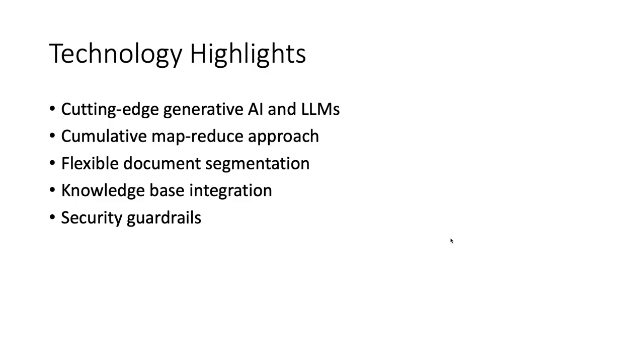Let's look at some of the key technology aspects. First, we are going to use generative AI and LLMs as a foundation. The cumulative MapReduce approach allows us to process extensive documents end to end, and we will be using prompt engineering as well. Flexible document segmentation lets the user target specific parts of the large document, and then you can integrate this with your knowledge bases, where you can enhance retrieval speed and reduce cost. And our security guardrails will ensure that the AI-driven insights comply with data handling policies.